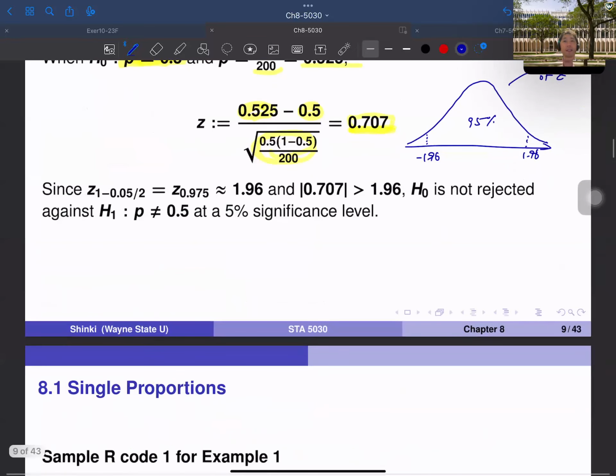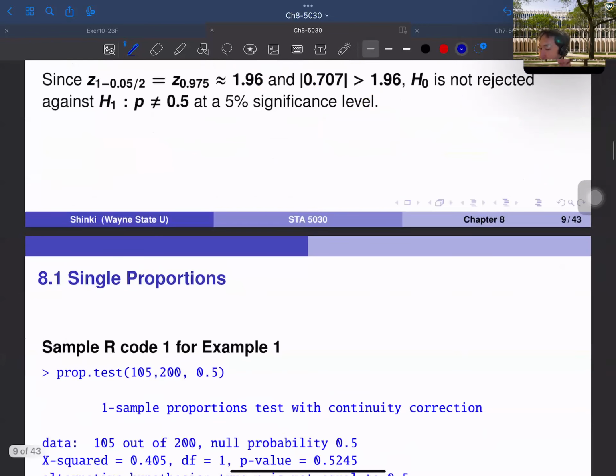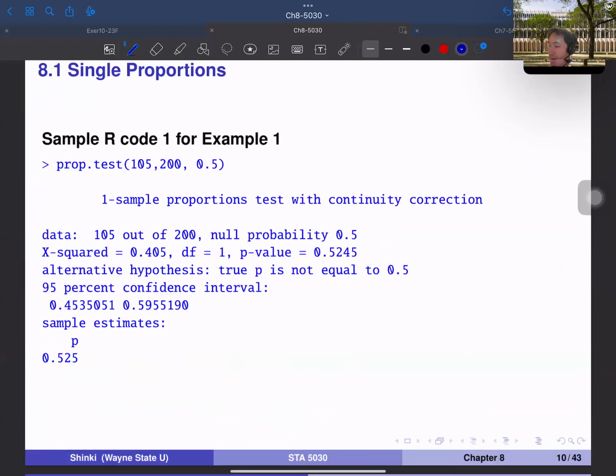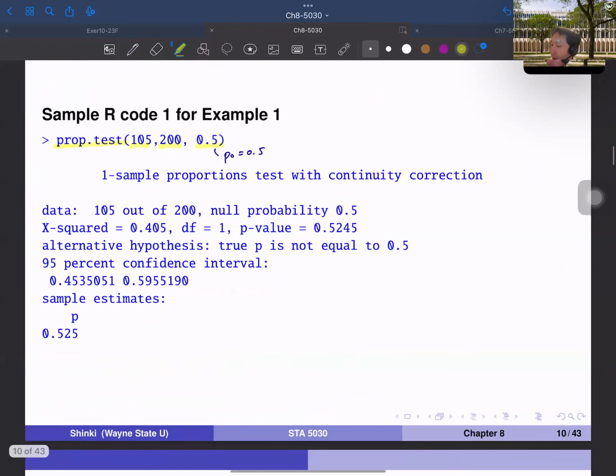Any questions? Okay, then next is the R code for the example. We have 105 out of 200, and the null hypothesis is 0.5. Then we can use prop.test, the test for proportion, for this. With 105 out of 200 and the null hypothesis that the probability is 0.5, we get the p-value of 0.525.